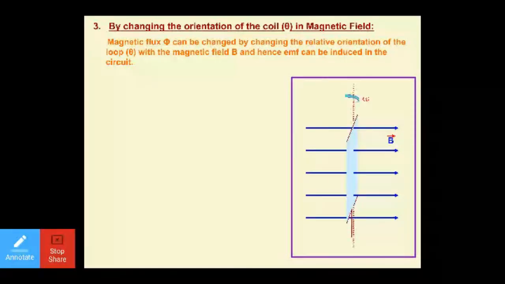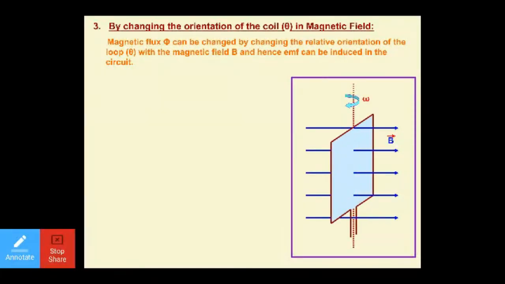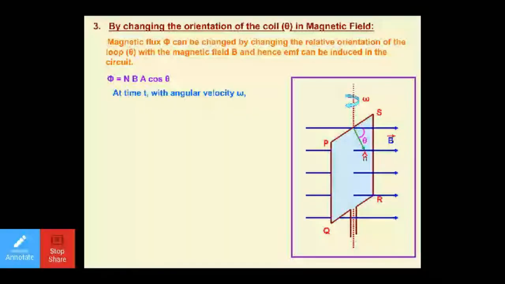Now let me show you again. It is moving with angular velocity omega like this. Now let me take you to the point. This particular movement means the normal of the armature makes an angle of theta with B. And you already know phi is equal to BA cos theta. And for the number of turns, if it is capital N, then it is NBA cos theta.